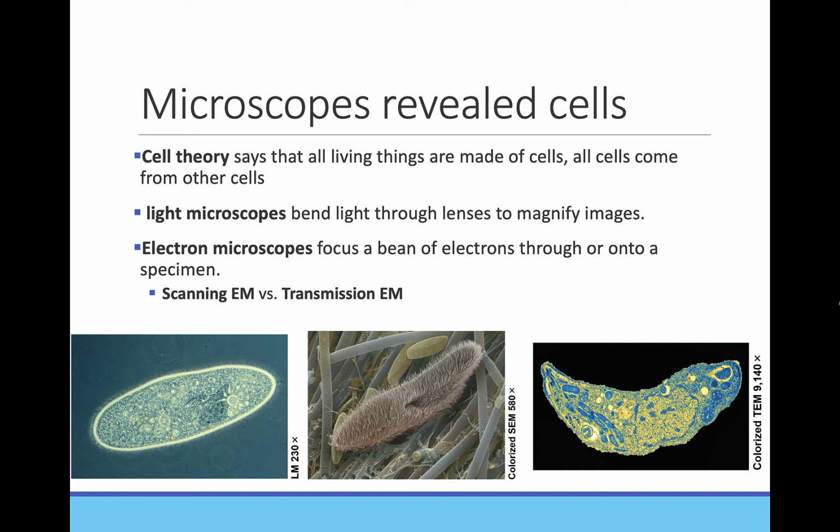The invention of the microscope made it so cells were visible for the first time. Robert Hooke was the first one to call them cells. When he looked at a piece of cork under a microscope, he saw what looked like tiny rooms, or cells.